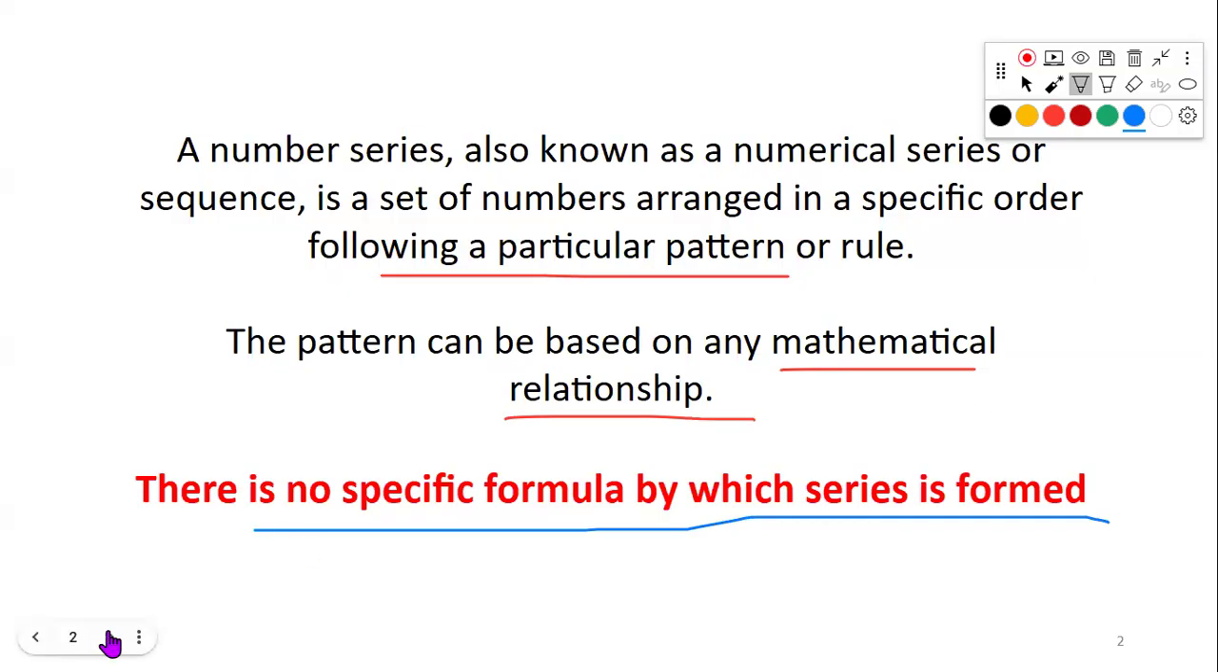So let's go forward, and today we will try to get as many as possible the formation of number series. So next time wherever you see number series questions, this should help you to solve the questions. So let's get started then.